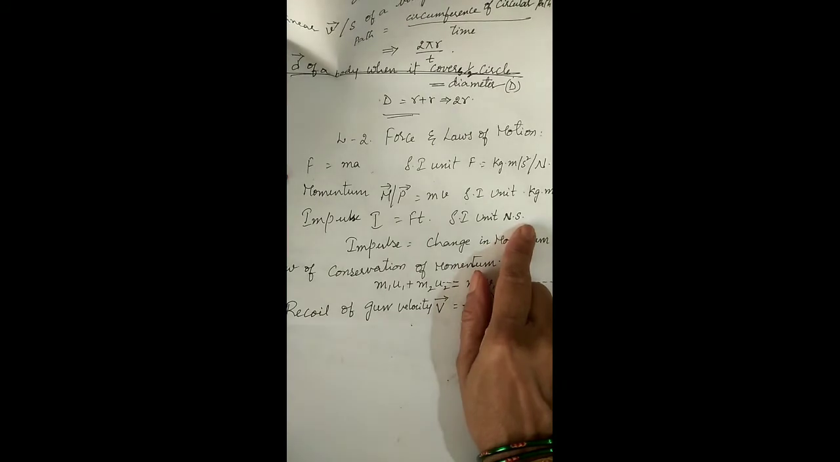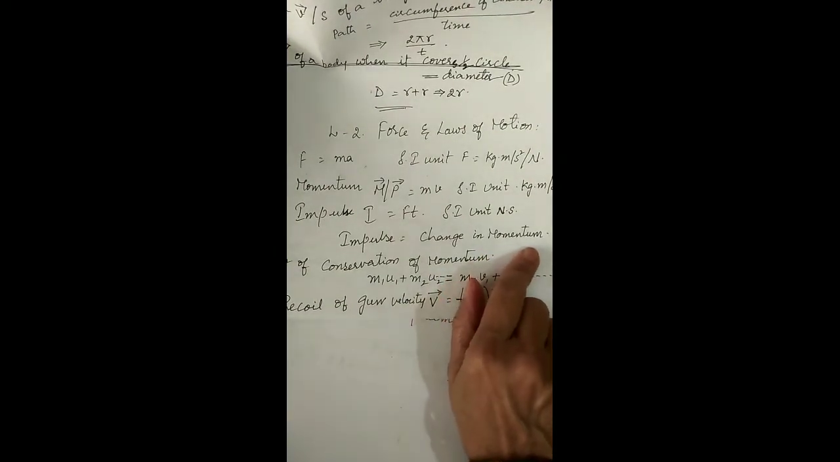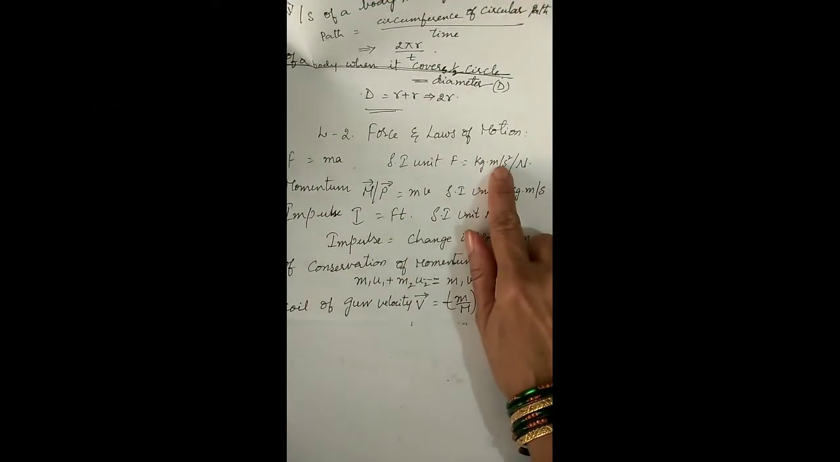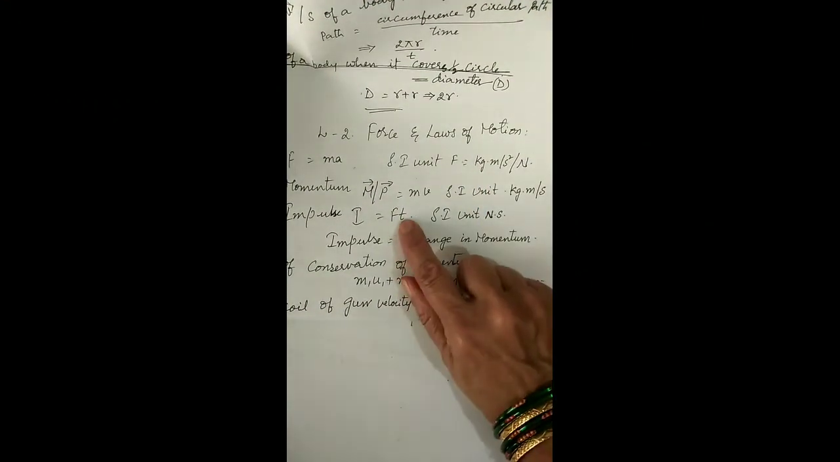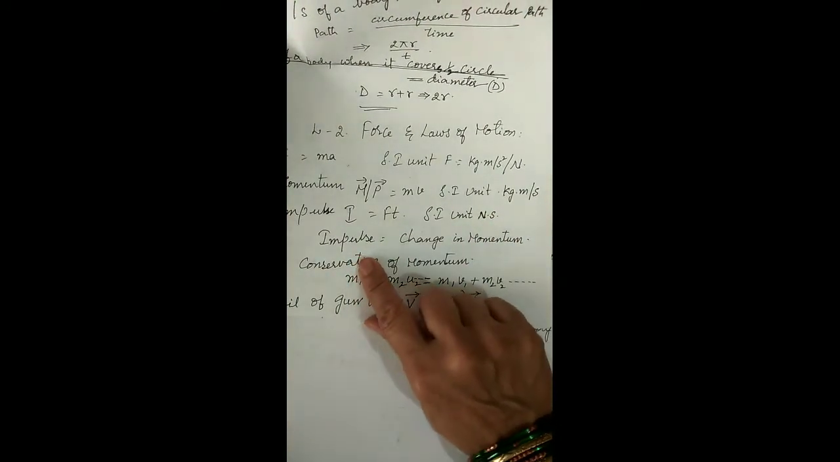Impulse is equivalent to change in momentum, but not rate of change in momentum. Rate of change in momentum is force. F is kg meter per second square into t, so kg meter per second square into s; if you write it out, the s gets cancelled. What is left is kg meter per second. So change in momentum is impulse, but not rate of change in momentum.